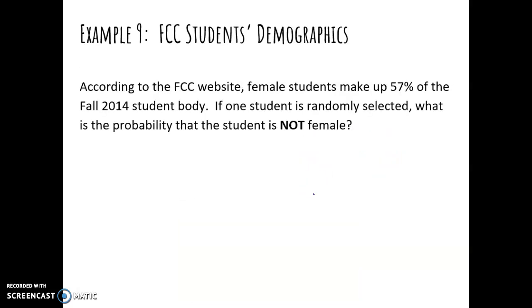According to the FCC website, female students make up 57% of the fall 2014 student body. If one student is randomly selected, what is the probability that the student is not female? So why don't you pause the video and try this one.